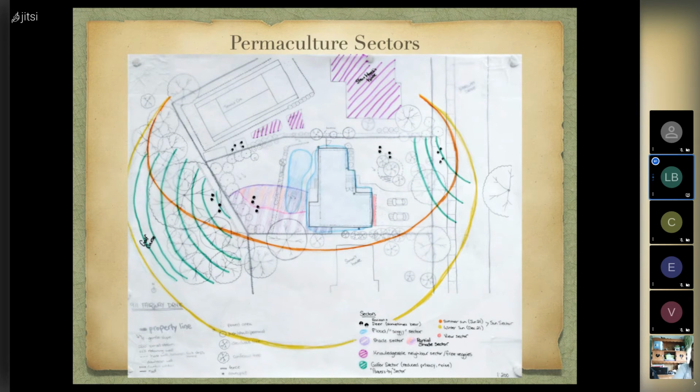And then more as physical sectors, I included the summer sun, the winter sun, the pathways that the sun takes. And I also have a view sector. There's a part of the property, which is the balcony, where there's a beautiful view where you can see out all the way to the water. And so we wanted to make sure that that view is maintained and not blocked. So this is just an idea. I wanted to give you an idea of the kinds of considerations that you make as a permaculture designer.